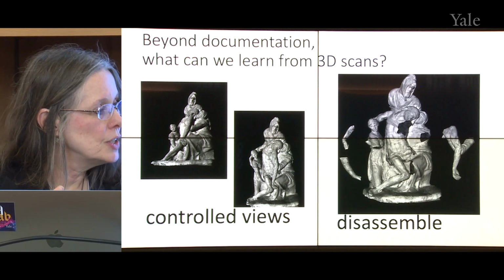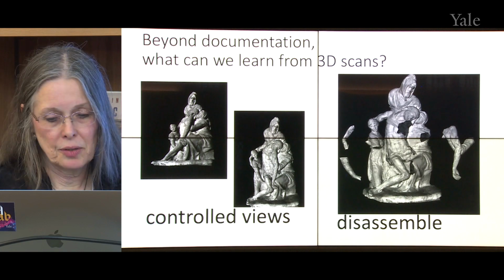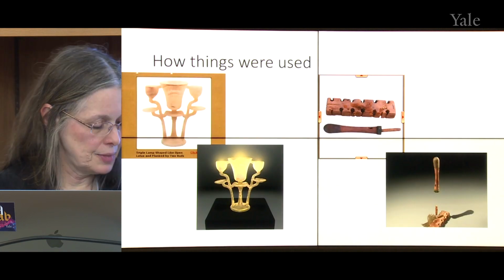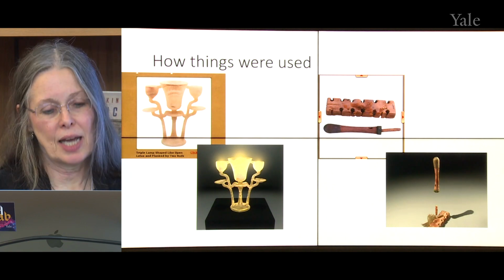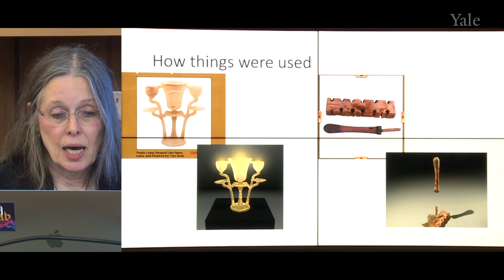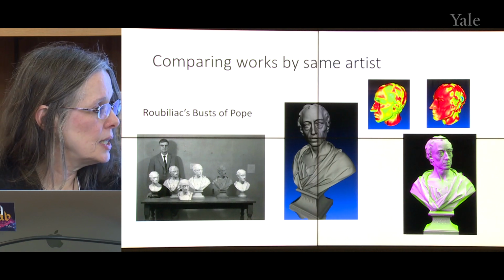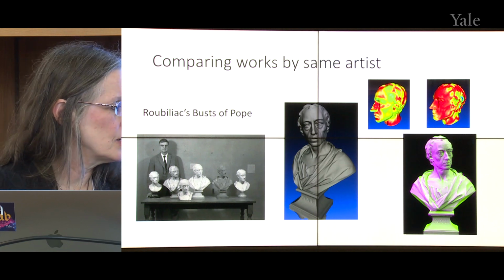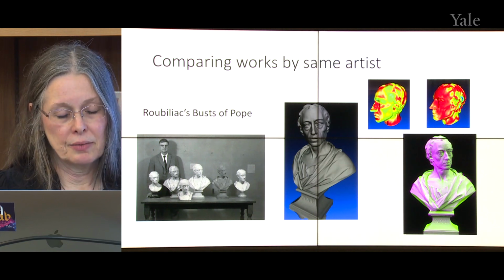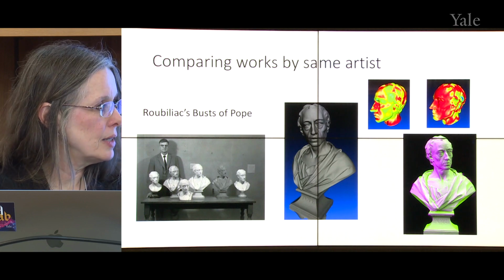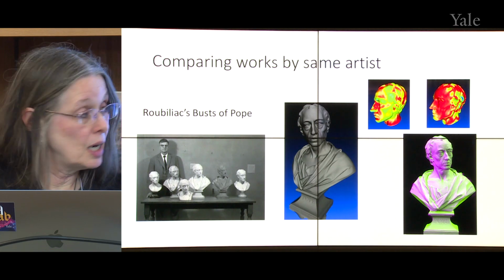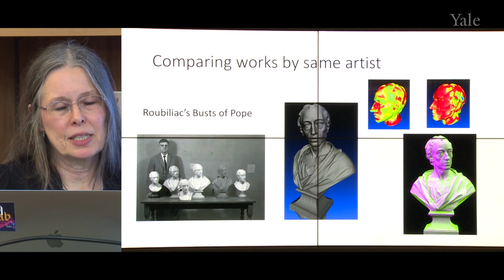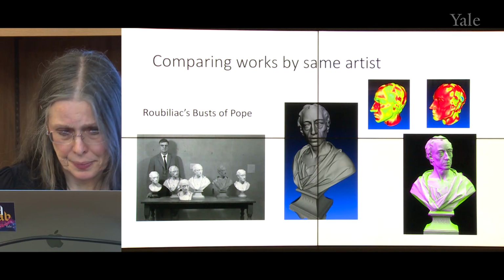How was it meant to be viewed? What did it look like when Michelangelo broke it apart before it was repaired? These are from the Egyptian Museum in Cairo. How were these objects used? And here from a study that we did at Yale, a special exhibit that brought together many busts of the poet Alexander Pope by the same artist, Roubiliac, scanning all these to compare how the representation changed over time.